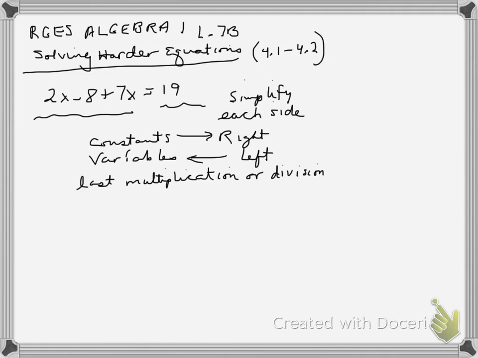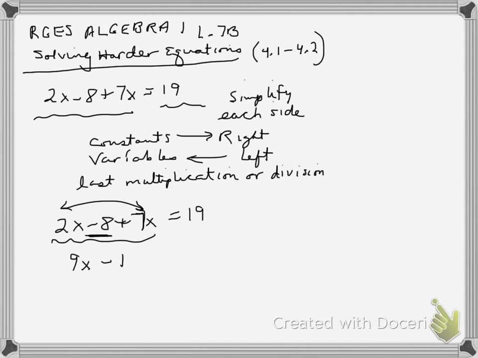Okay, so the first problem says 2x minus 8 plus 7x equals 19. I'm going to simplify the left side by gathering my x terms. These are both the same kind of terms. They're the same variable to the same power, in this case the first power. So if I have 2 x's and 7 more x's, I have 9 x's. Copy the rest of it down just as you see it: 9x minus 8 equals 19.